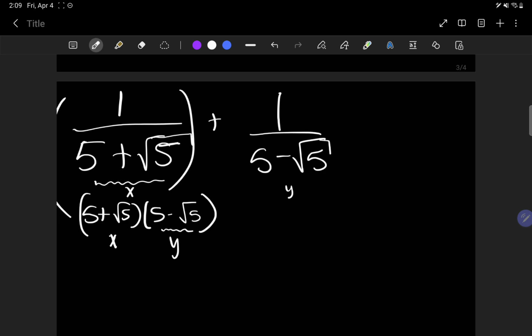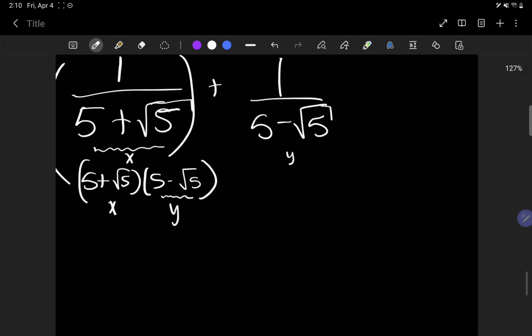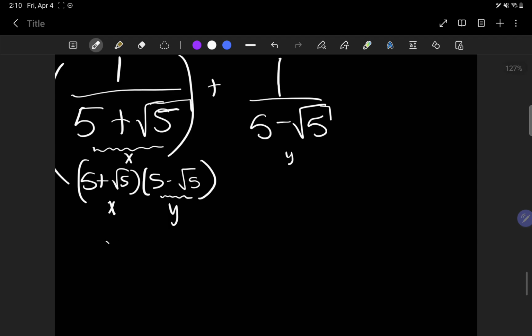Oh, because I only did the denominators. No, no, no, I think you're onto something, because that's right. You'll have x times y as your common denominator. But 5 minus root 5. Oh, I see what happened. It clicked. Because that's going to be 20. And then this one is going to be up here. Because then it's going to be the sum of them. So it's 1/2.